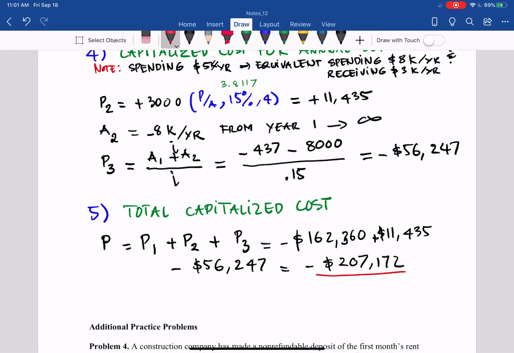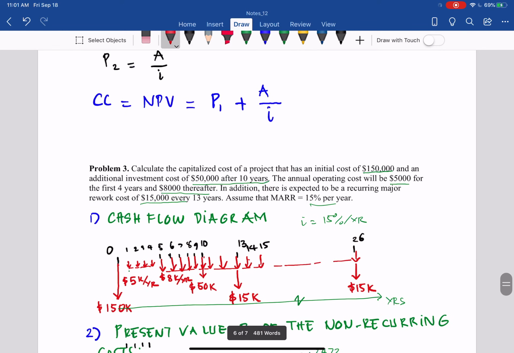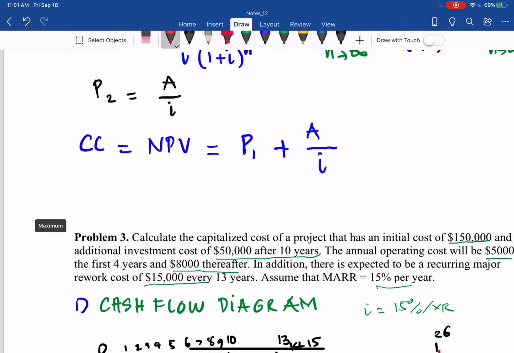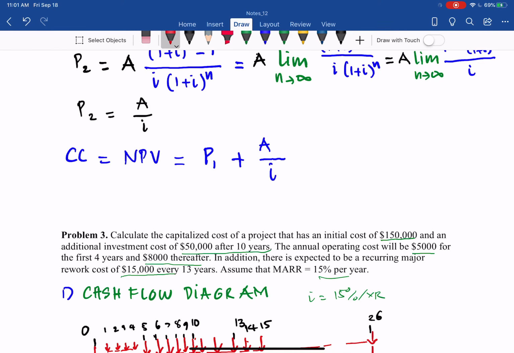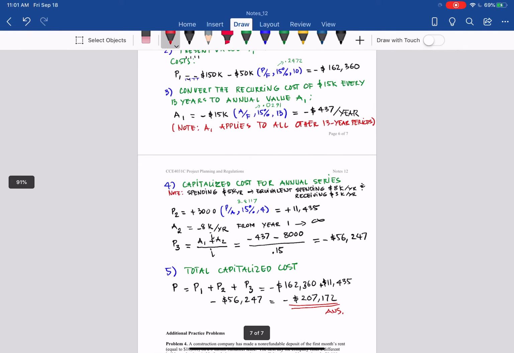And this is the equivalent amount. I spent now 207,172. Equivalently, we spend 150,000 the first year, 50,000 at year 10, 15,000 every 13 years, and 5,000 for the first 4 years, and 8,000 thereafter. So that is the equivalent capitalized cost, and that is problem 3.